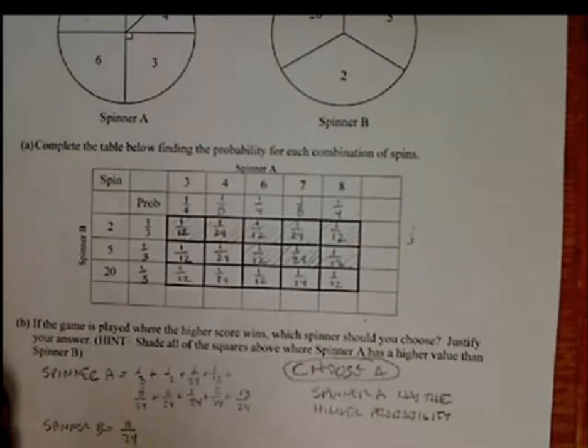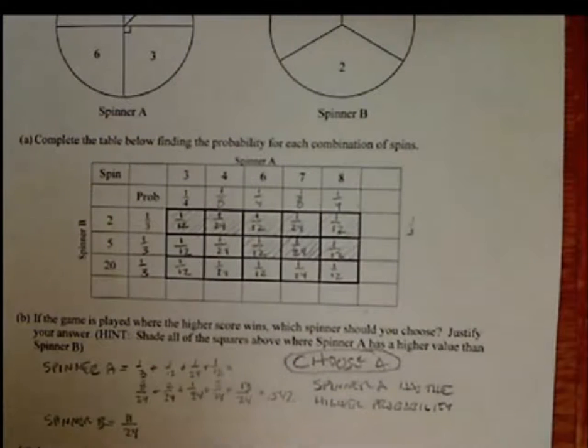You could have also just added them up and got a decimal answer. The decimal answer for that particular problem, if you did do it as a decimal, would have been 0.542. That's over 50% chance, so I should choose A. So spinner A is going to have the higher probability. Spinner B would have been 11 out of 24 because these two have to add to 1, or 0.458 is what that would come out to be.